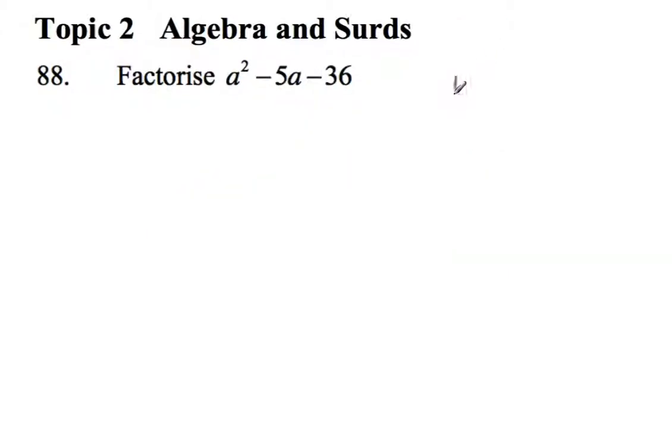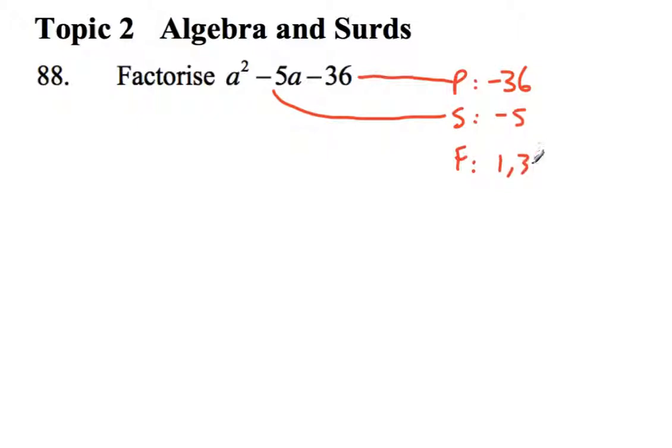Once again, we can use the PSF method here. We're looking for the product of two numbers to be minus 36, and the sum of two numbers to be minus 5. Factors of 36 that have got something to do with 5. 1 and 36 doesn't have much to do with 5. 2 and 18 doesn't either. 3 and 12 doesn't really. 4 and 9 looks pretty good. 4 and 9 will work.